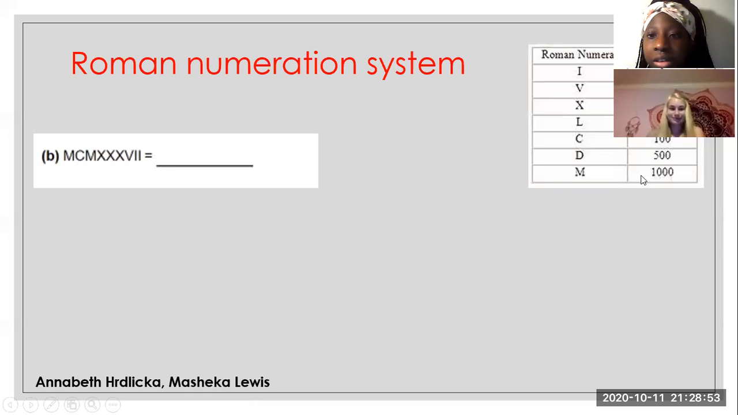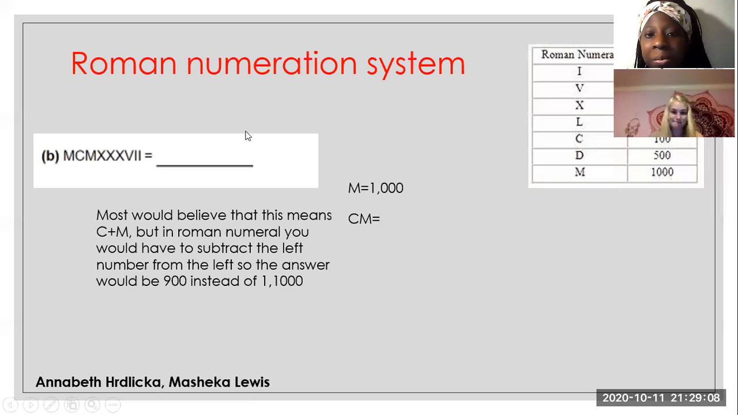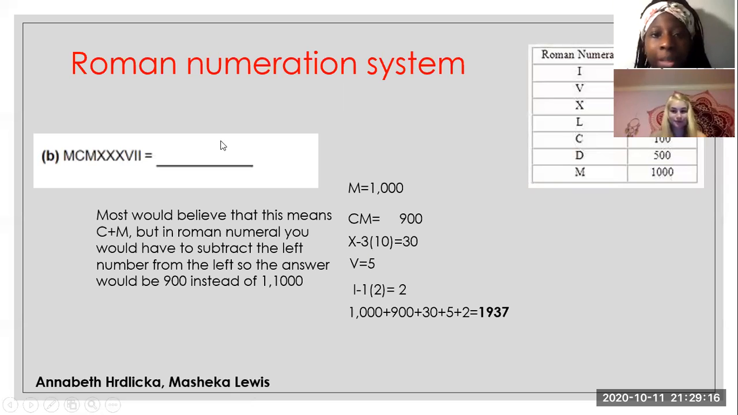Okay. So M equals 1,000 in CM, and C equals 100. So it'll be 1,000 minus 100, and that'll give us 900. So that's how we solve the number system, and then we just continue. That makes sense. Thank you, Annabeth. That was very informative. That was very good. You explained that very well.